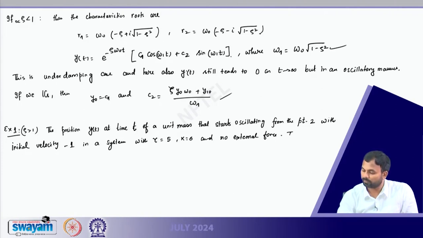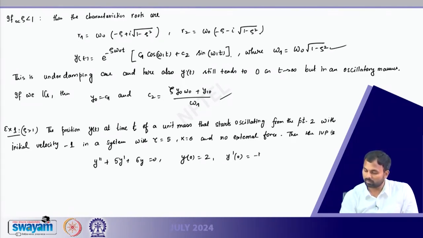So, then the IVP is y double dash plus 5 y dash plus 6 y equals 0. Initially it was at 2, so y(0) equals 2, and y dash 0 equals minus 1. Initial velocity means y'(0). We can call this equation number 1.